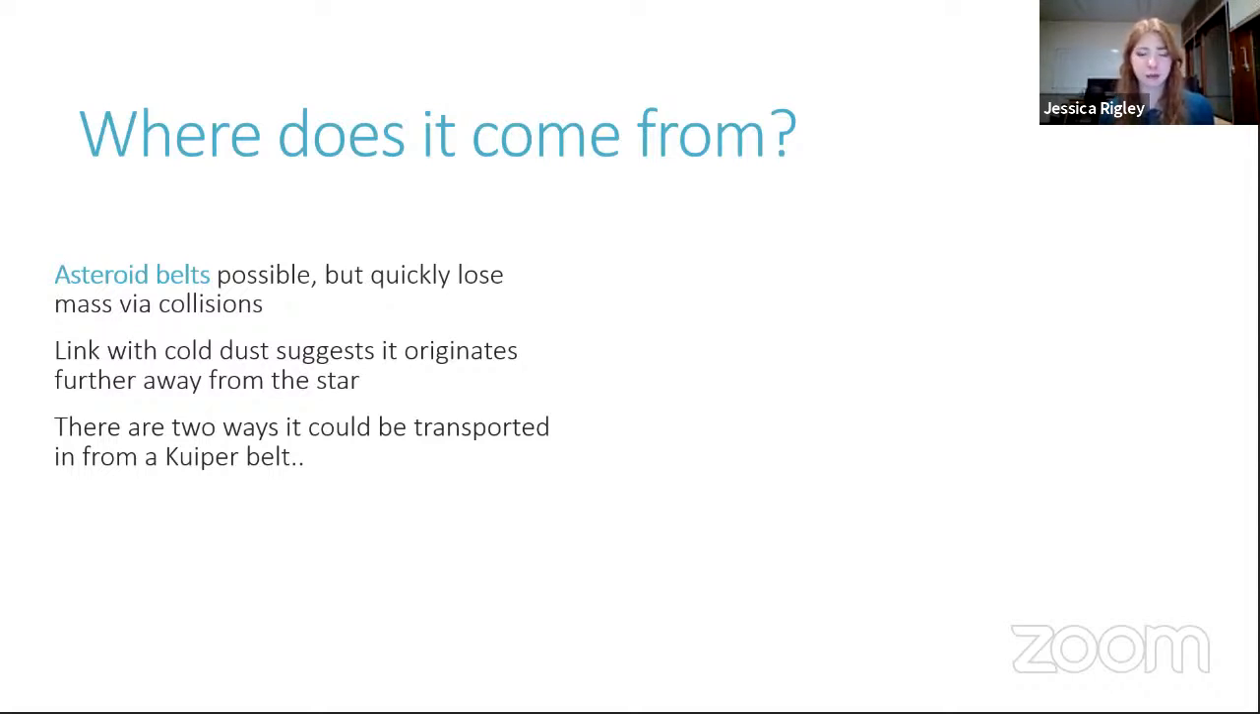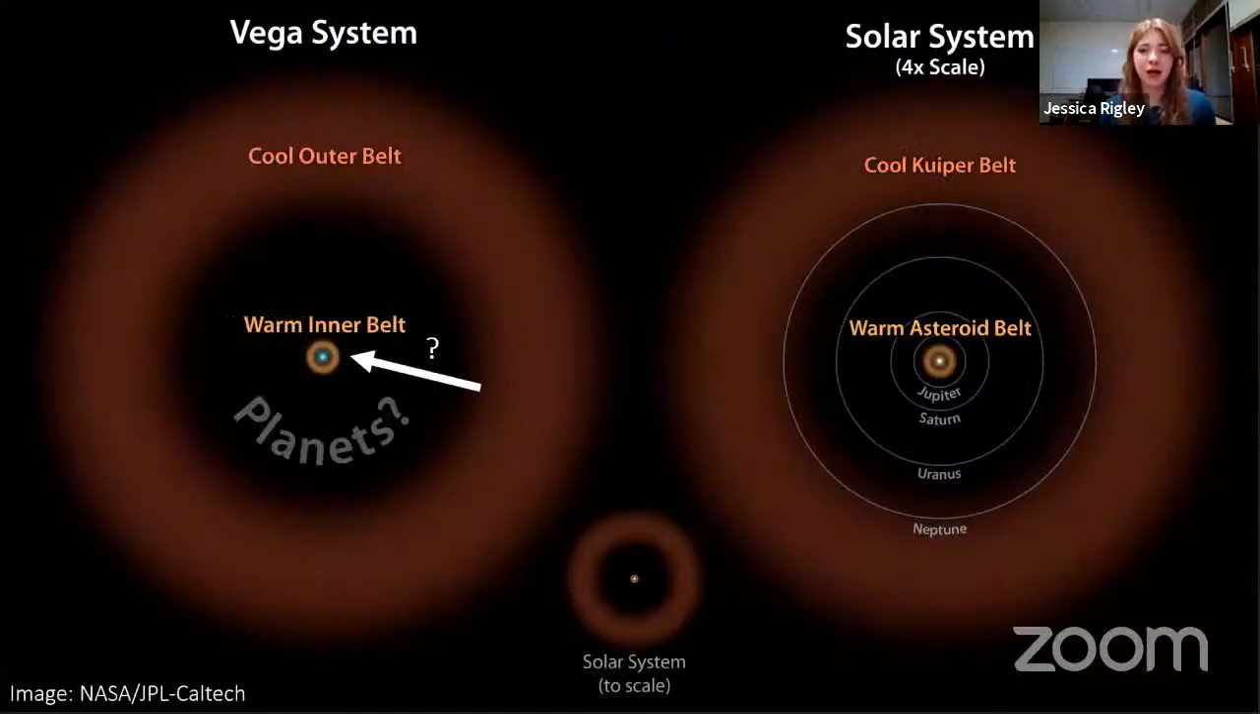But given we have this link between a cold Kuiper belt and this warm dust, it's possible that maybe the dust starts further away from the star and somehow gets transported inwards. So for example, this image here compares two stars. So on the right, we have a top-down view of our solar system. So we have the sun at the center, we have the asteroid belt here and the giant planets, and then we have our Kuiper belt, which orbits outside all the giant planets. And this has been scaled up to match this other star. So this shows the solar system actually to scale compared to Vega.